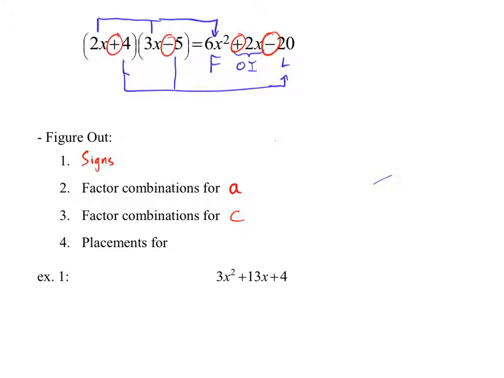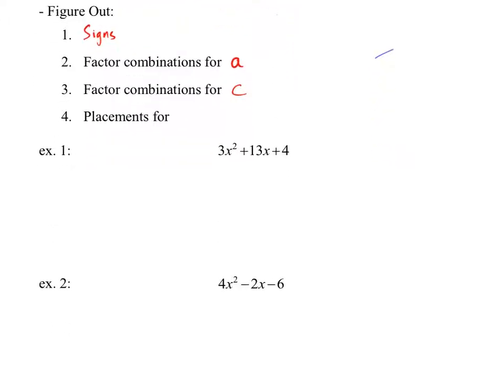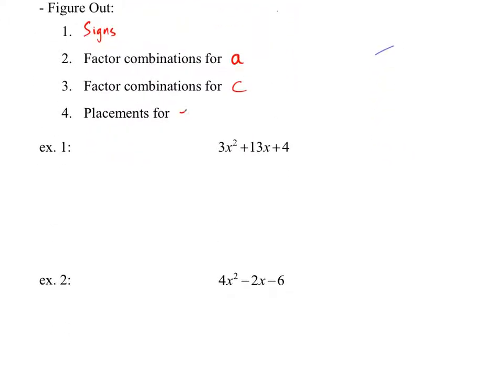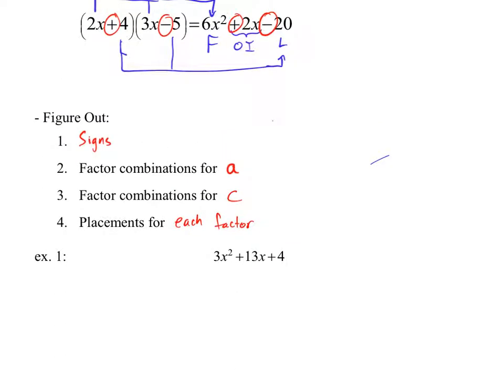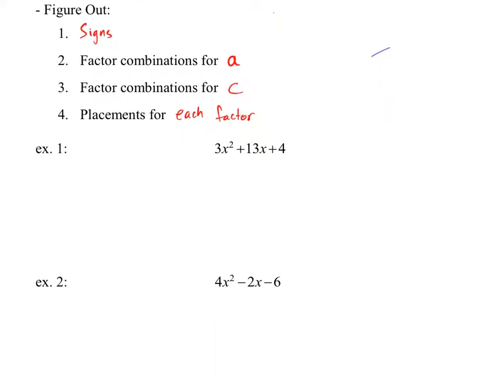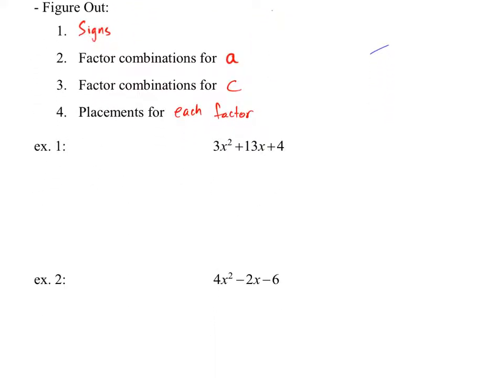Once you have that done, then and only then would I try to figure out your placements for each factor. I try to figure out what numbers you put in front with the x, and then what numbers go here, because it's possible you'll have multiple combinations to try. So I started with this here, and I tried giving 4 examples, starting with a little bit easier and progressively getting to the ones that give you more options to wade through.